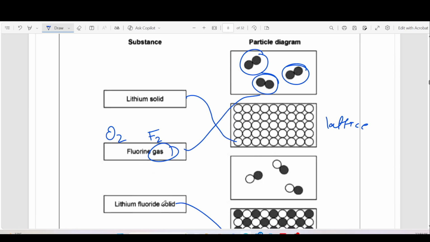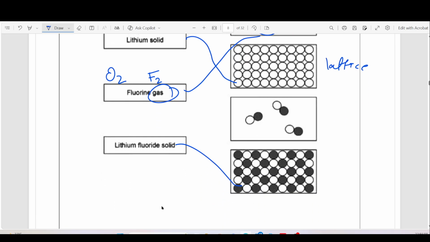Then lithium fluoride solid is this bottom diagram because lithium fluoride solid is an ionic compound. In nature, it forms a giant ionic lattice where two different types of particles, lithium ions and fluoride ions, are arranged in a regular pattern.